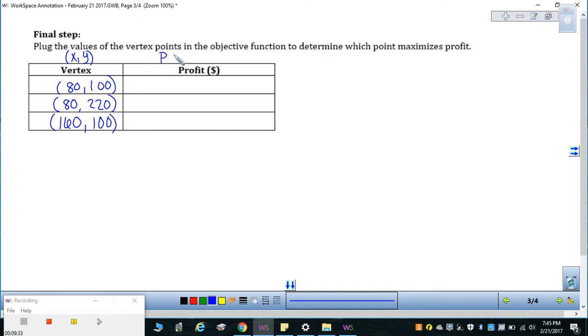So here's where we're going to use that objective function that we came up with at the start. At the top of my chart, I like to rewrite my equation so I know exactly where I'm plugging my numbers in, making sure that the x and y are lined up. For this first combination, we end up with a profit of $600. We'll plug our next point in. The next combination gives us a profit of $840.